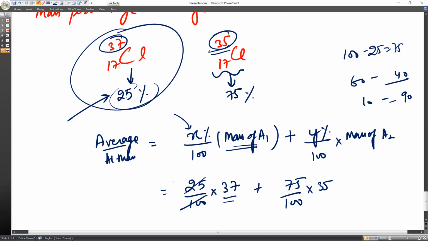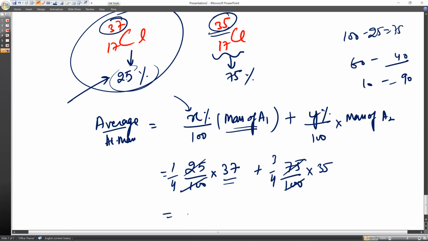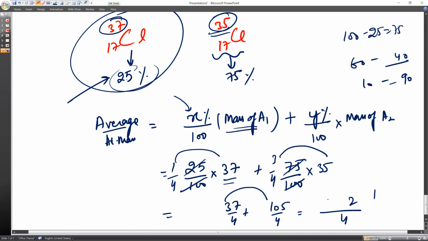What you are going to do, you cut it, you will get 1 by 4 here and 3 by 4 here. So you multiply: you will get 37 by 4 plus, when you multiply 35 into 3, you will get 105 upon 4. You add all these, and 37 plus 105 gives 142 by 4.